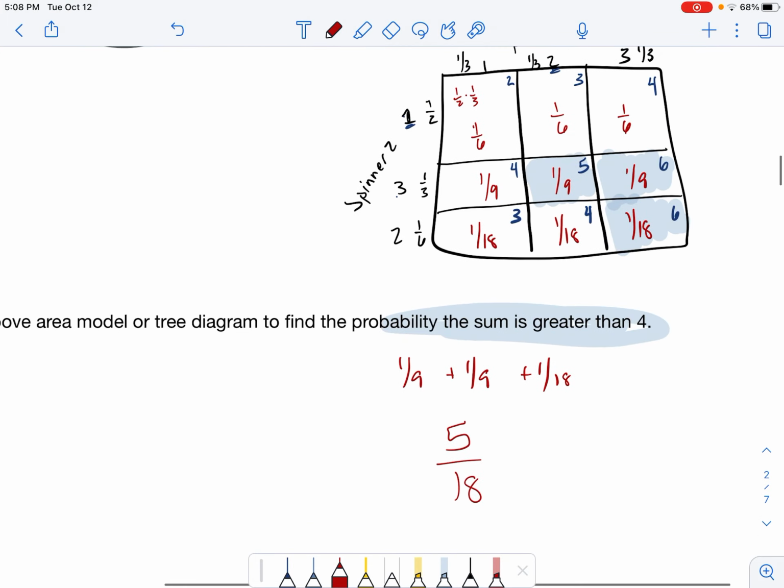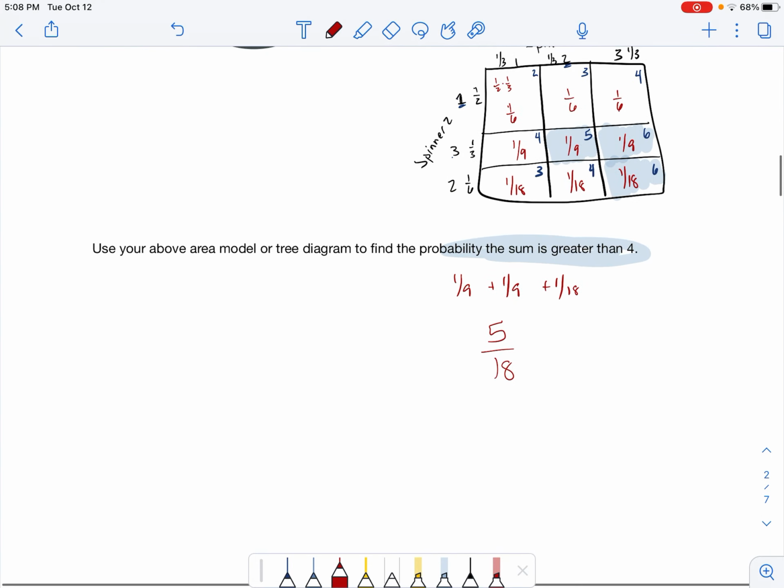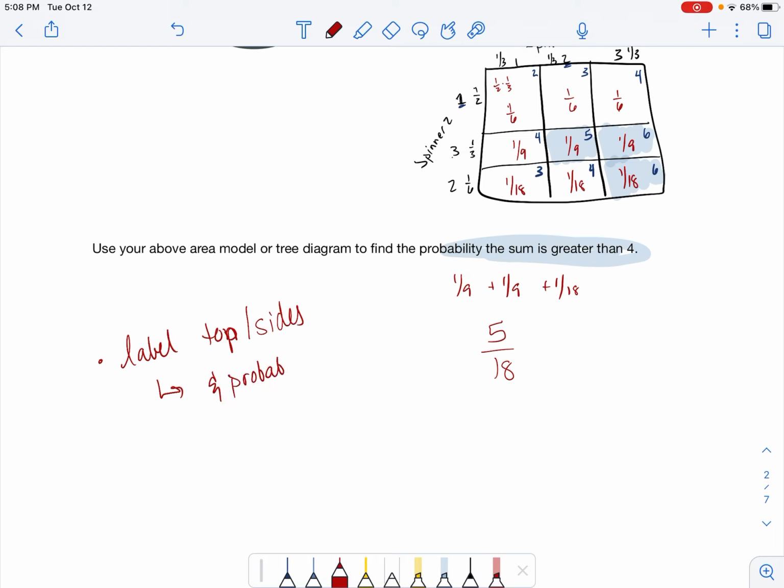Okay, I hope you found this helpful to figure out what needs to go on an area model. The spinners need to be labeled, the top and the sides, with what it actually is and with probabilities. And then the inside probabilities need to be calculated.